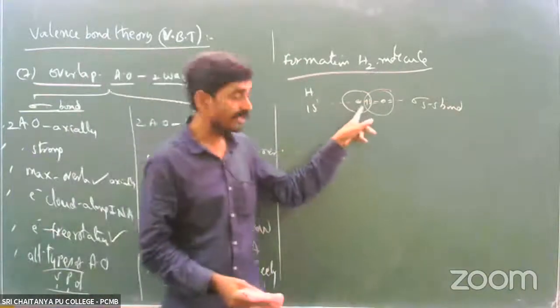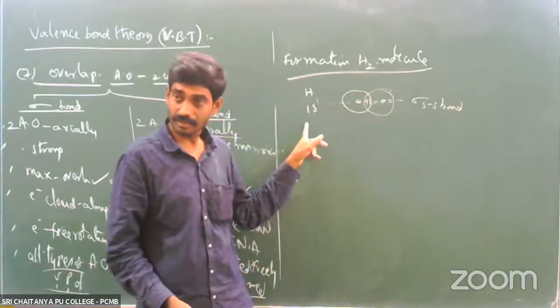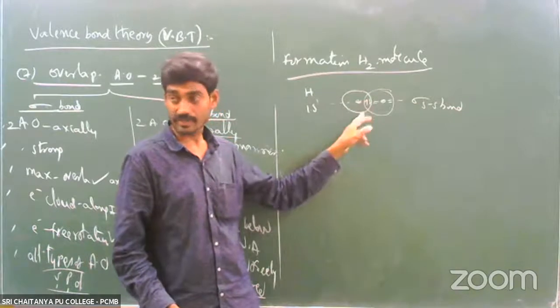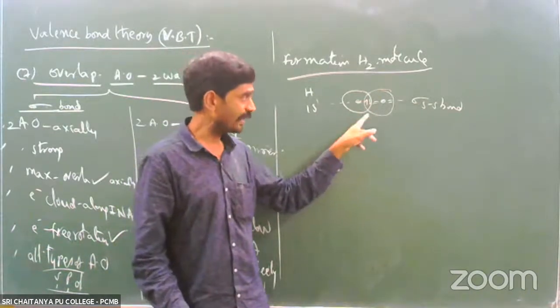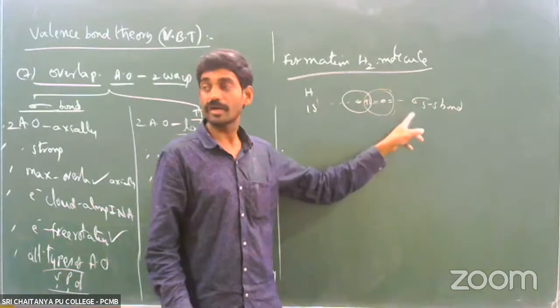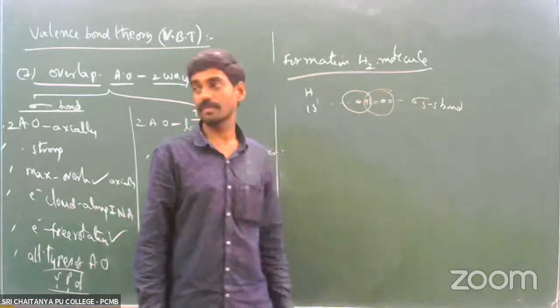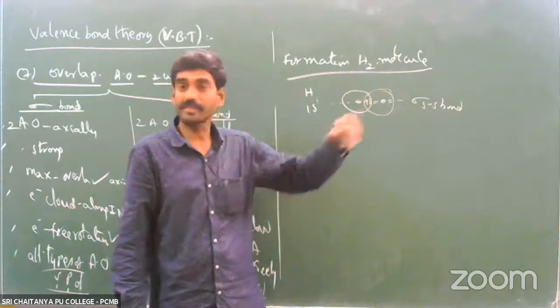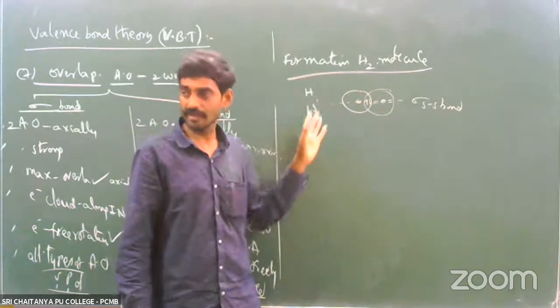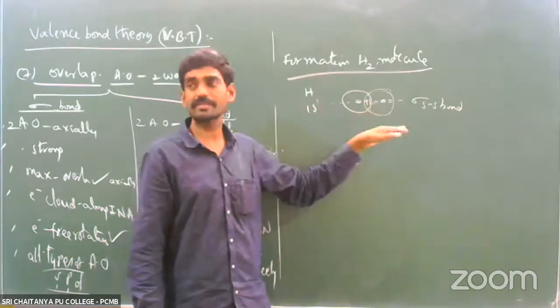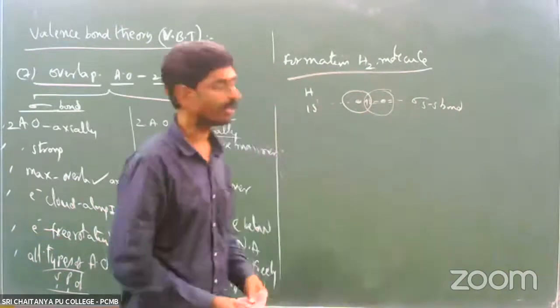Okay, half filled s atomic orbitals of both the hydrogen atoms are overlapped axially to form a sigma ss bond. There is a sigma bond. Which atomic orbitals are overlapped? The s atomic orbital of one hydrogen atom and of another hydrogen. That's why you get a sigma ss bond.